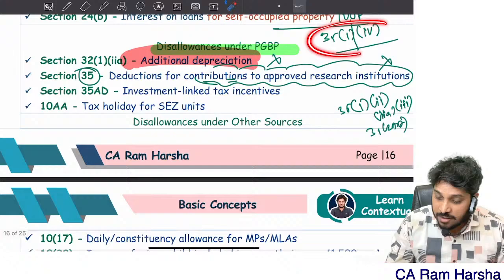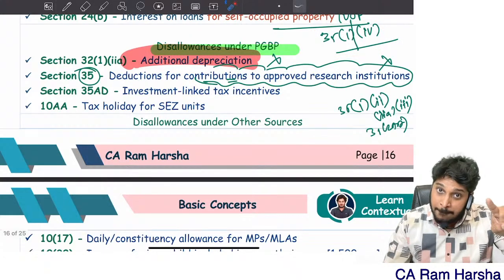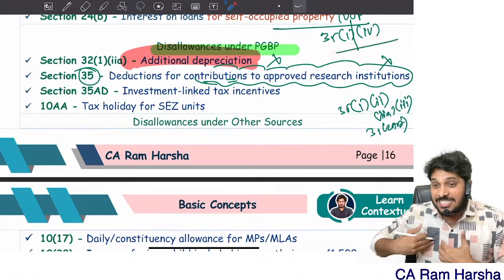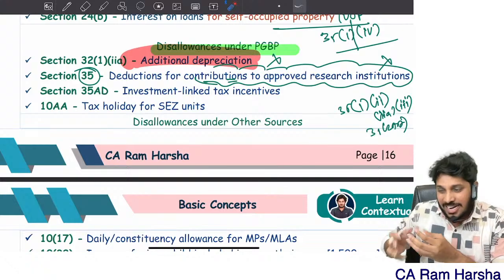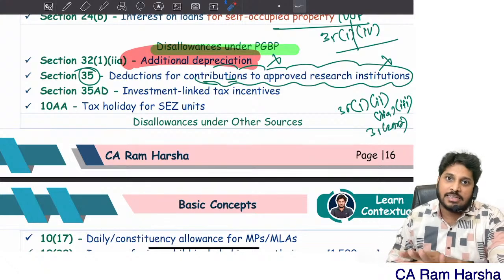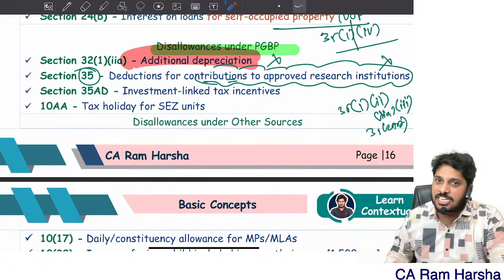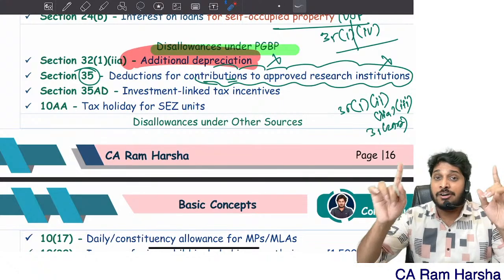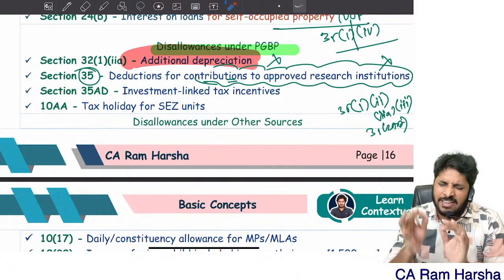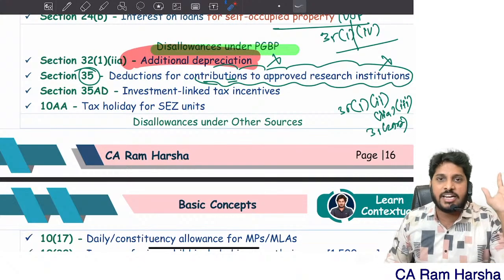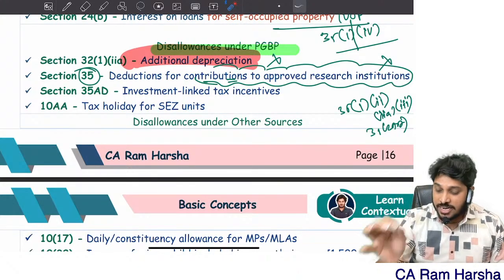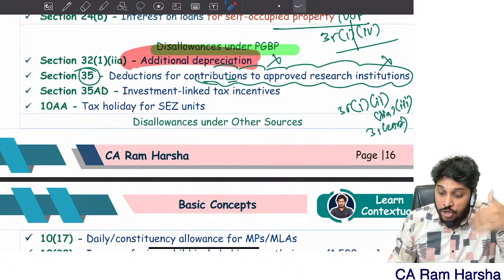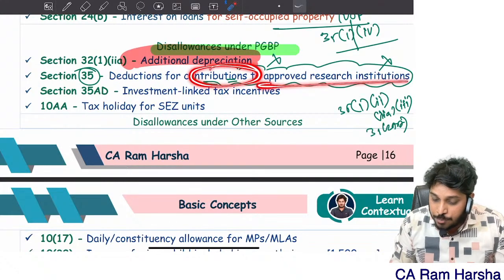Why? In 35 subsection 1 clause 4, the assessee is directly spending, revenue expenditure or capital expenditure, and he will claim deduction for that. Whether it is optional tax regime or default tax regime, it doesn't matter. He will get deduction for that. For scientific research related, what will he not get deduction for? He will not get deduction for contributions.